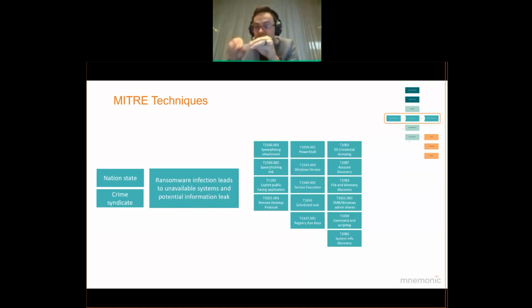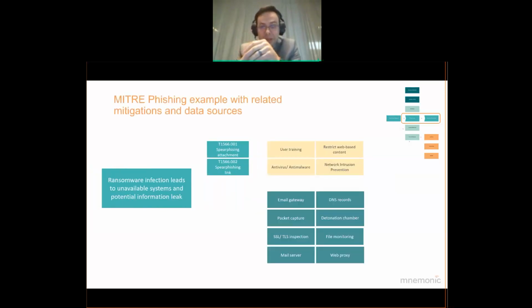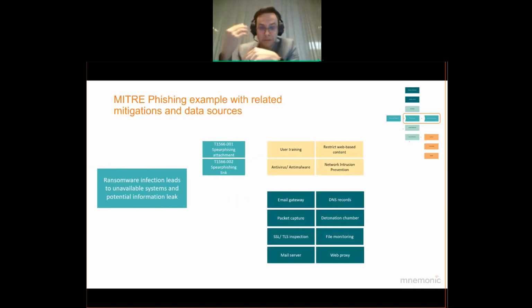To go a little deeper into that example, if you choose one or two of the techniques, let's say spear phishing, spear phishing is also in the framework. Remember, traceability, we connect it to recommendations in MITRE. Those recommendations are: user training, restricted web content access, antivirus, and the data sources email gateway and DNS records. Those are the connections that the MITRE framework provides us.